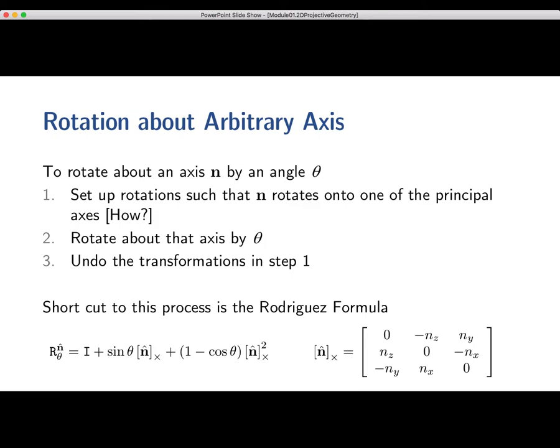Okay, so now you know how to rotate about the x-axis, how to rotate about the y-axis, how to rotate about the z-axis, and how to rotate about any other axis. In fact, you could pick n in this formula as one of the axes and you'll get one of those three matrices that we first talked about.